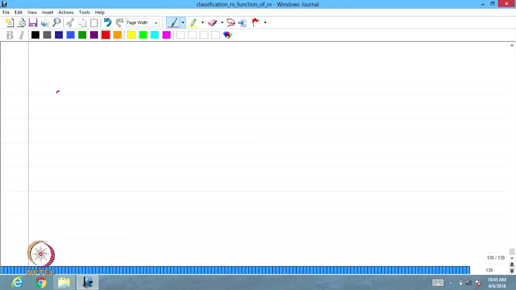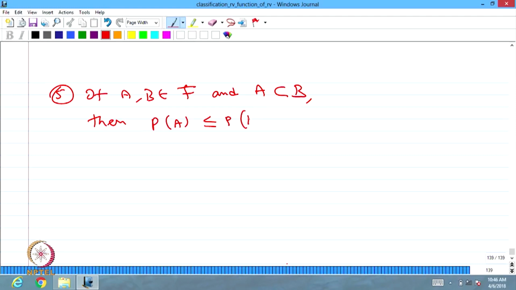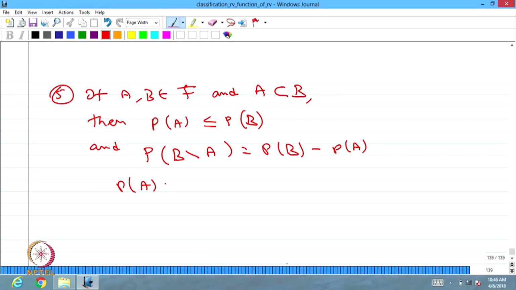The next result, result number 5: if A, B belonging to F and A contained in B, then one can conclude P of A is always less than or equal to P of B. Not only that, P of B minus A is the same as P of B minus P of A. In particular, P of A is always less than or equal to 1 for all A belonging to F.